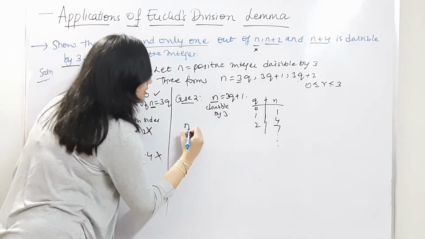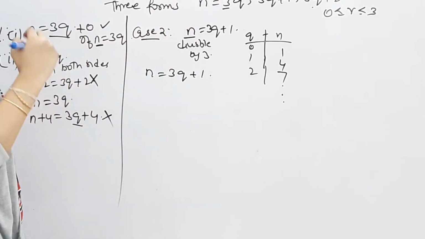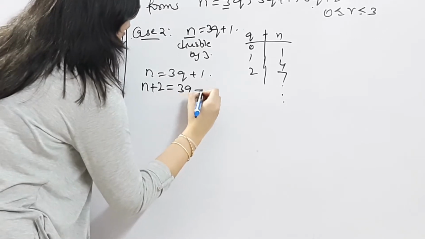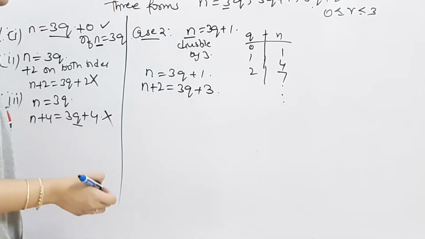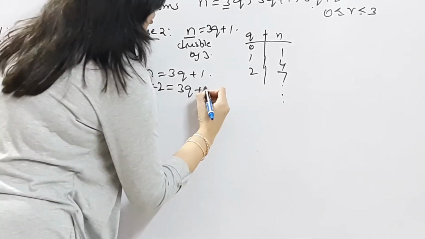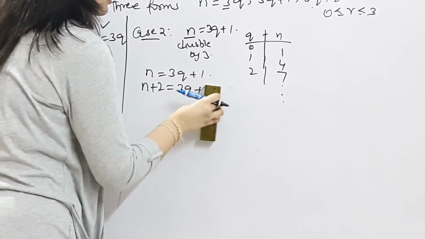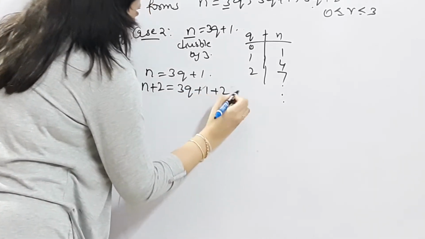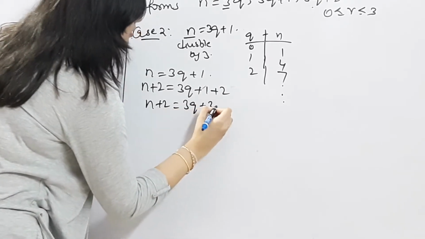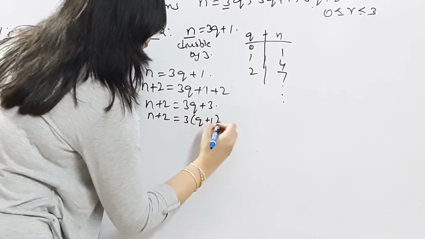Now let's take n is equal to 3q plus 1 and see whether n plus 2 is divisible by 3 or not. If we add 2 on both sides, we get n plus 2 is equal to 3q plus 1 plus 2. So what will we get? n plus 2 is equal to 3q plus 3. So can we write this as n plus 2 is equal to 3 into q plus 1 plus 0?